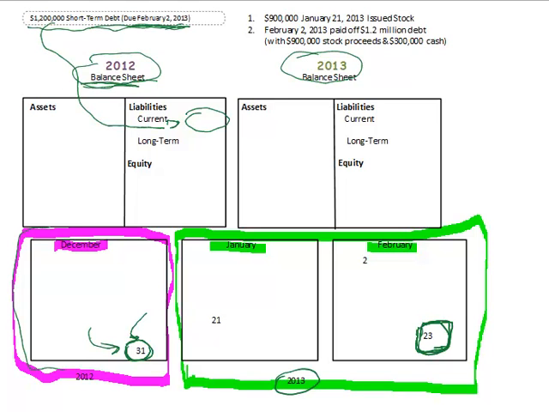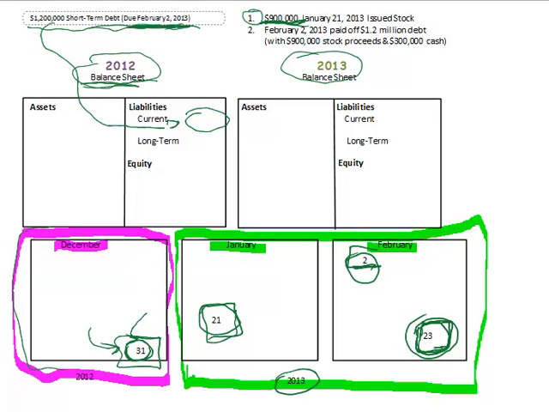Subsequent to when the year ended until when we actually released the statements, two things have happened, and they happened before we released the financial statements. The first thing that happened was on January 21st. We went ahead and issued some stock to the tune of $900,000. The intention of issuing the stock was to pay off this debt. And so that's what we did.